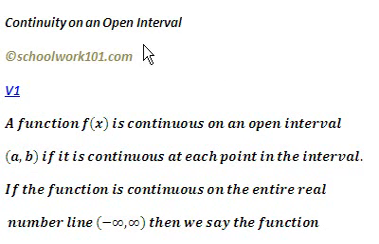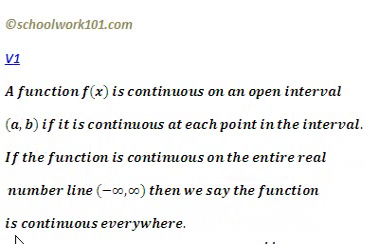Okay, we're going to be talking about continuity on an open interval. So we need to state this: a function f of x is continuous on an open interval (a, b) if it is continuous at each point in the interval. If the function is continuous on the entire real number line, then we say that the function is continuous everywhere, or sometimes we say everywhere continuous. Alright, so get this down.